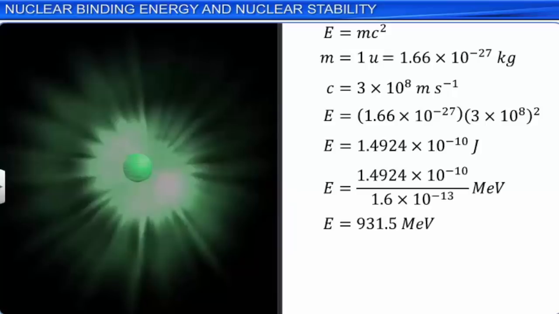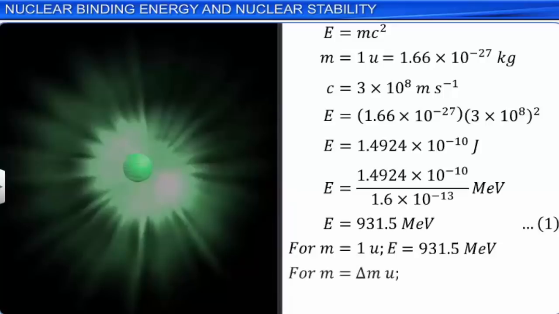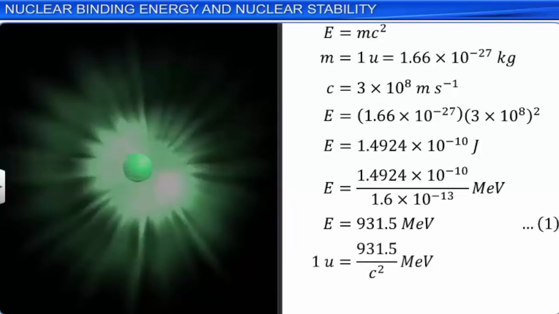For a mass of 1 AMU, the energy equivalent is 931.5 million electron volt. For any mass m equal to delta m, the energy equivalent is given by E = delta m × 931.5 MeV. Therefore, we can say that 1 AMU mass is equal to 931.5 MeV/c². This is an enormous amount of energy release.